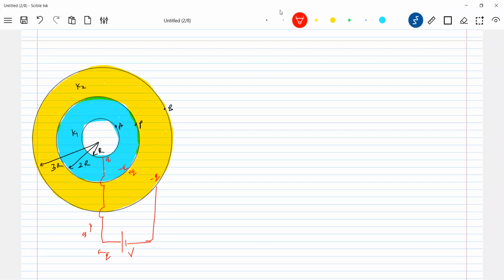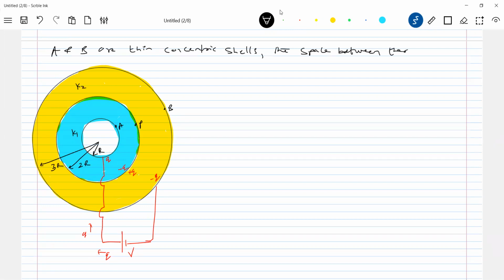Only concentric shell where it is there. A and B are thin concentric shells. The space between them is filled by dielectric materials as shown. K1 is filled from R to 2R, K2 is filled from 2R to 3R.